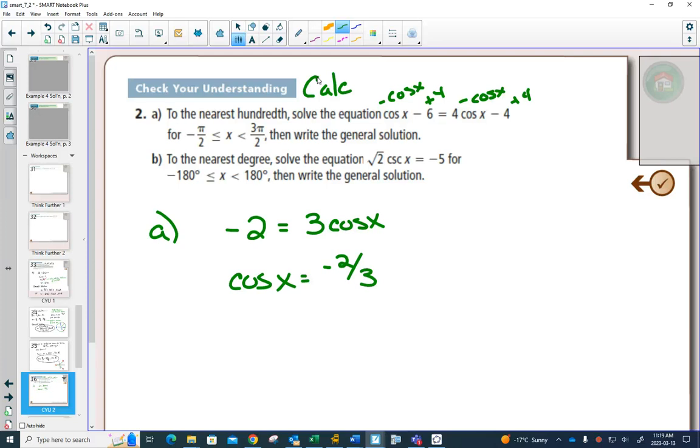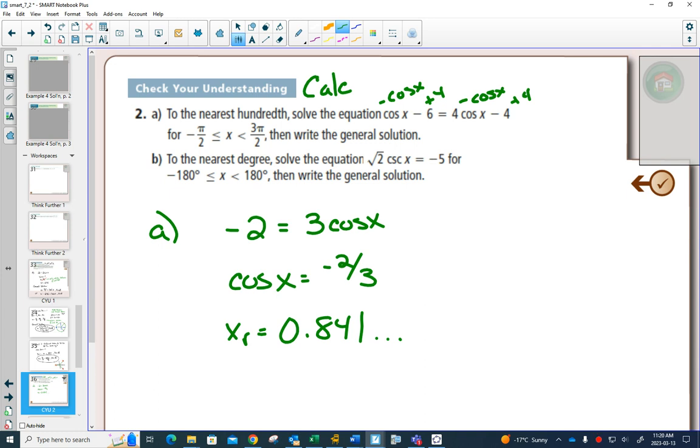When we're solving for this, I'm taking note and I'm checking my calculator because I'm going to need my calculator. This question's in radians. I make sure my calculator is in radians. And now I'm going to find my reference angle by doing cos inverse of positive 2/3. I get a reference angle of 0.841.